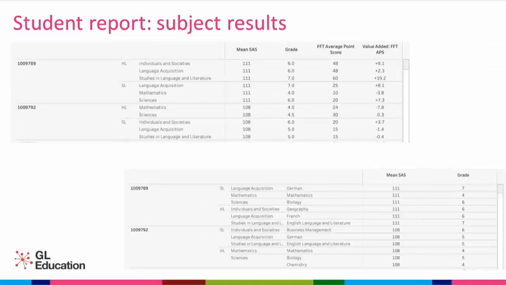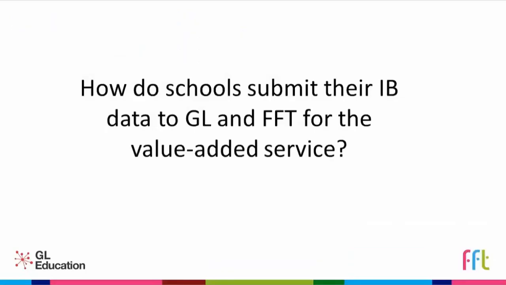And there are similar tables, just to finish off here, for both the subject groups and for individual subjects. So the first table at the top is showing you attainment and value-added performance for each of the subject groups for each student, both higher and standard level. And then you can drill right down to the raw data, the underlying data that is used for this. So you've got for each student, each of the subjects they've taken at higher and standard level and their individual grades. So that's an overview of the IB reports that are in the service at the moment.